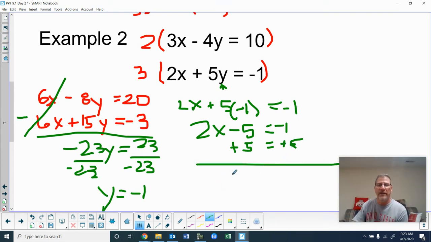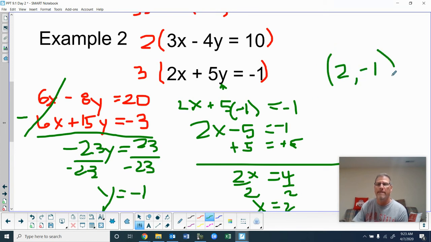And then I get 2x equals 4. And divide by 2. X would be 2. So my answer is 2, negative 1. When I put 2 in for x and negative 1 in for y in both equations, I get a true statement. All right, so we solved that system of equations using elimination.